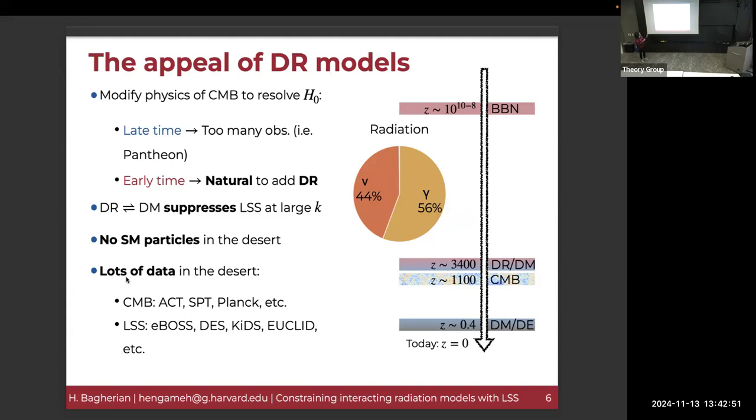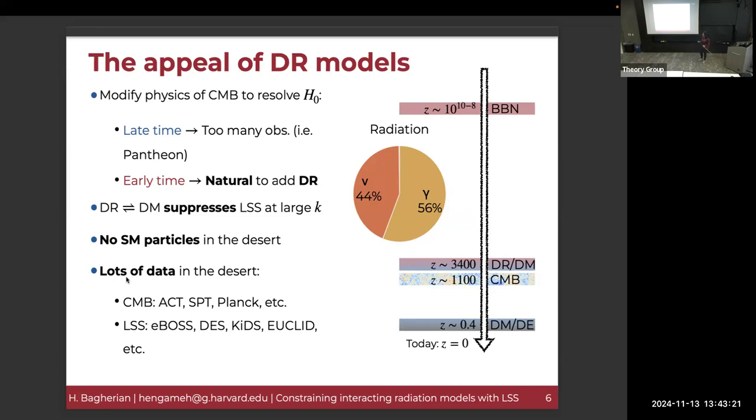Modifying Lambda CDM at late times is actually pretty hard because there's a lot of data, but nevertheless people have done it, and there are models that try to address the Hubble tension using late-time adjustments. But I'm not going to get into the details of those models. I'm going to focus on early-time extensions. At early times the universe is mostly radiation dominated, so it's pretty natural to add some extra dark radiation.